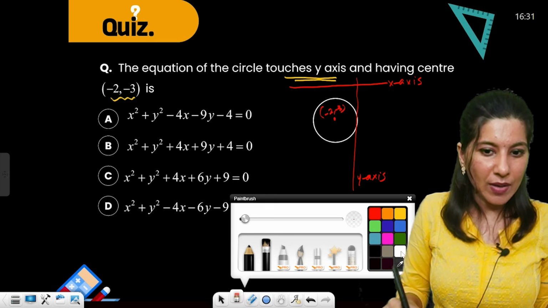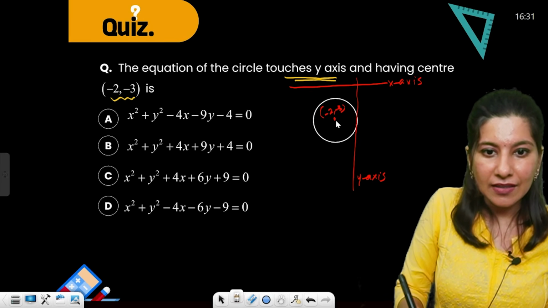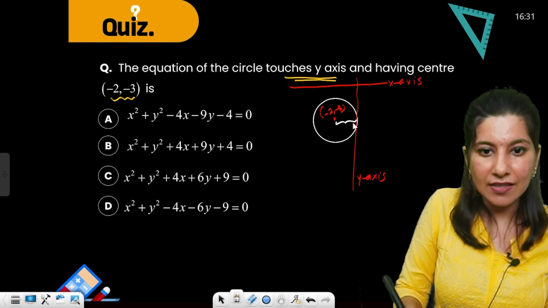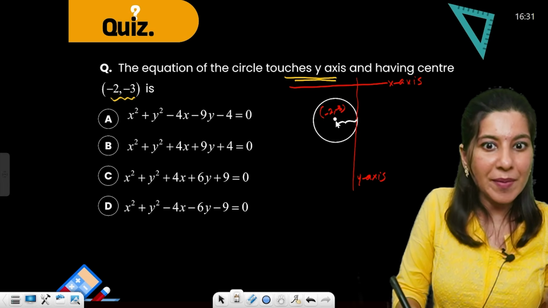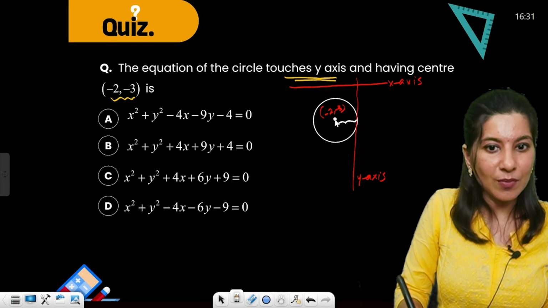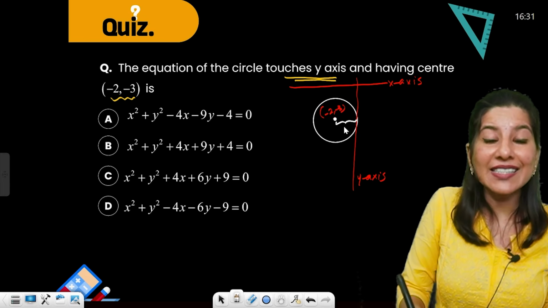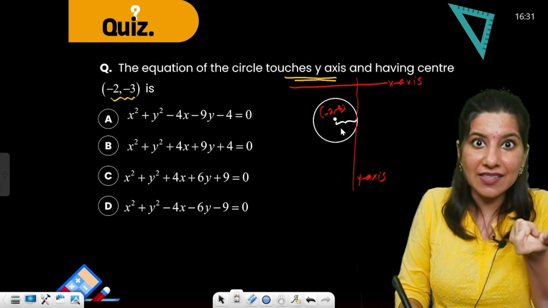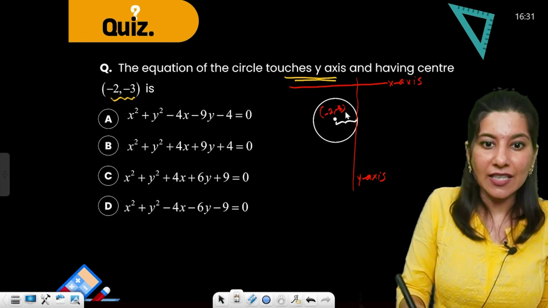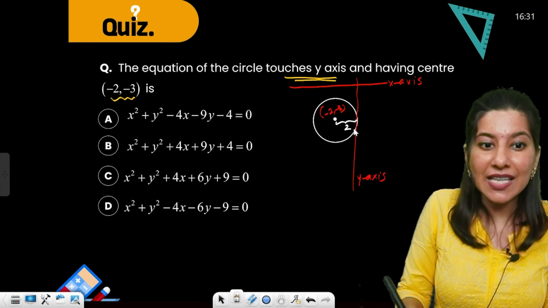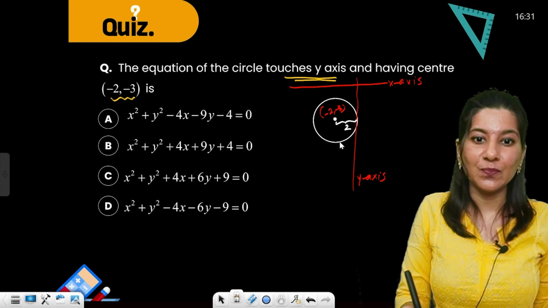Now, just tell me one thing. This is minus 2, minus 3. The distance of this point from the x-coordinate, the abscissa, is a horizontal distance, right? So, this distance is 2. That means the radius is clearly 2. Okay.